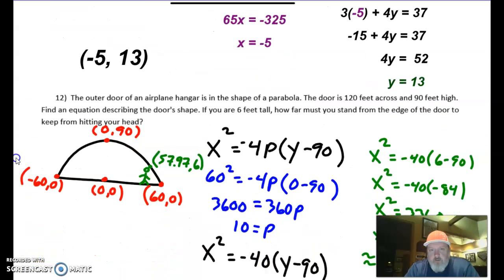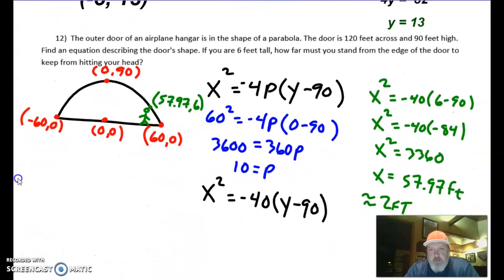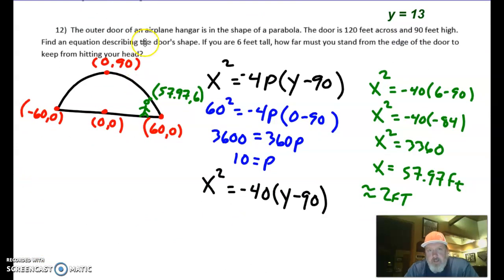Number 12. Last problem here, word problem. Outer door of an airplane hangar. So if you've ever seen an airplane hangar or a greenhouse, they kind of have that half circle, semi-elliptical, parabolic shape. So it says it's in the shape of a parabola.